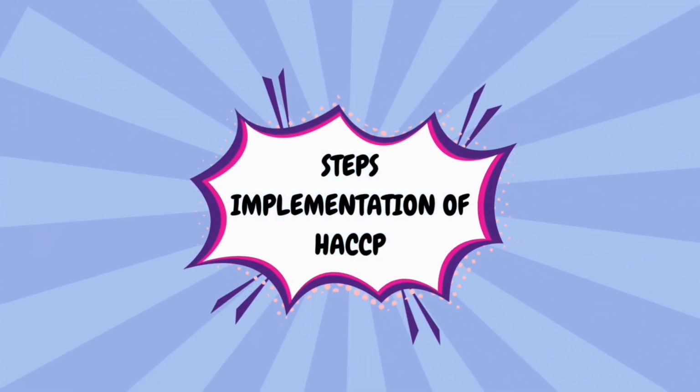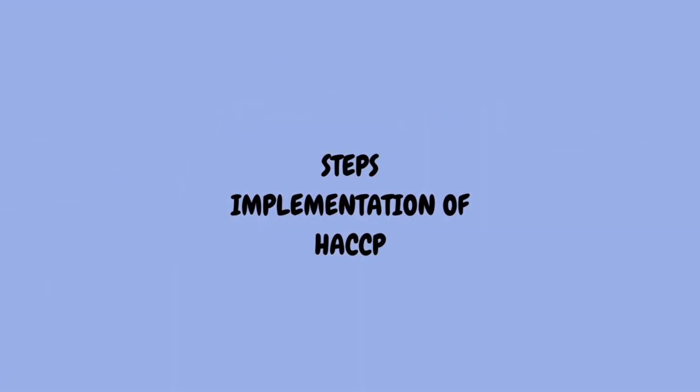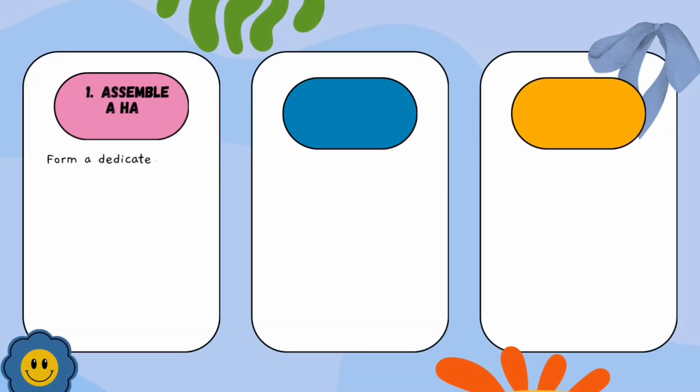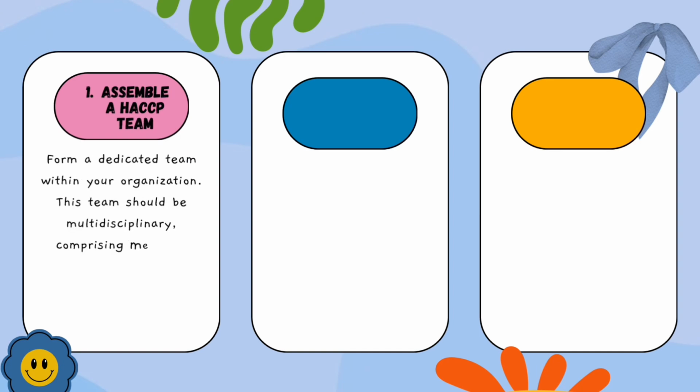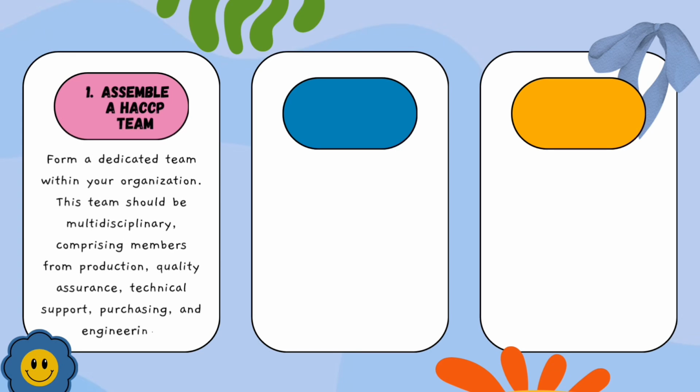There are 12 key steps to successfully implement HACCP. The first step is to establish a HACCP team. To ensure adherence to all HACCP guidelines, it is essential to form a dedicated team within your organization. This team should be multidisciplinary, comprising members from production, quality assurance, technical support, purchasing, and engineering.